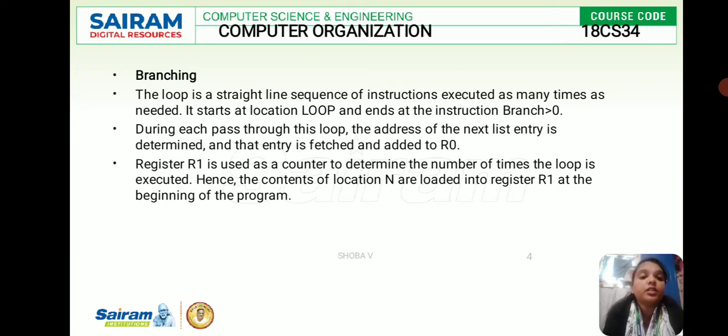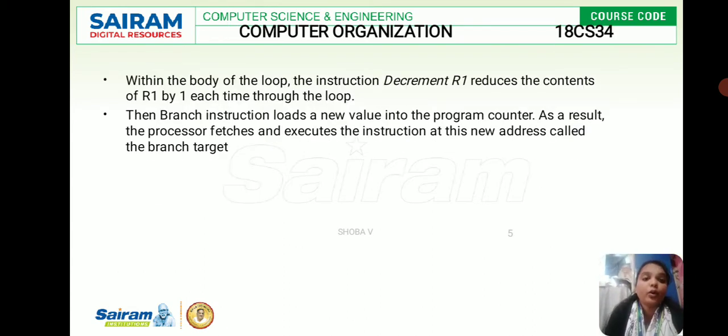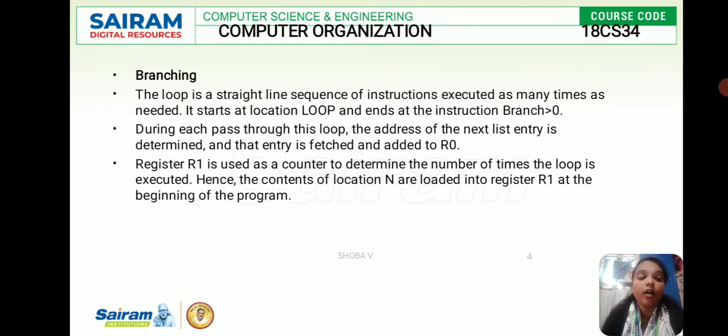Here the contents of the location are loaded into the register at the beginning of the program itself. Within the body of the loop we go for the decrement phase, which just reduces the content of R1 by 1 each time through the loop. So in this loop we can go for call and ret. If you want to return the value we can go for this.